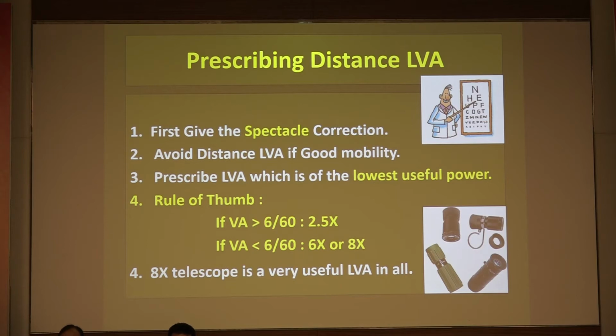Now there are 2 ways in which you can prescribe low vision telescopes. The first is to use the thumb rule, which is that if the vision is better than 6/60, you straight away give a 2.5x magnification telescope, and if the vision is less than 6/60, you prescribe him a 6x or 8x telescope. So this is the easiest thing to do, and as Vivek has already mentioned, an 8x telescope is one of the most useful telescopes, and if you have just one telescope in your clinic, keep an 8x telescope. It is useful for all patients. It will improve their vision and give the wow effect. He'll be able to read down the chart and he'll be very happy.